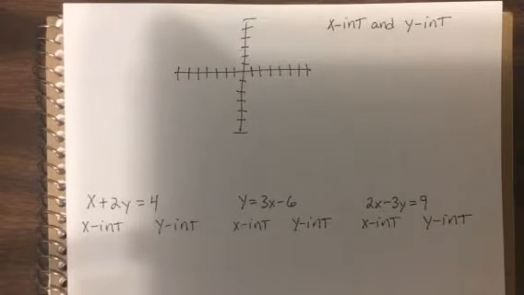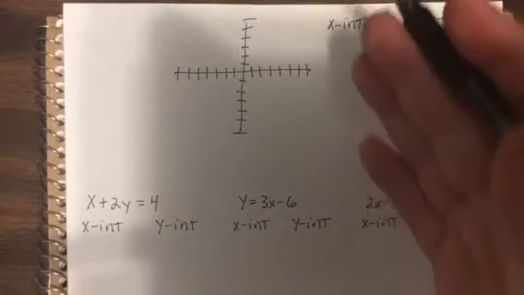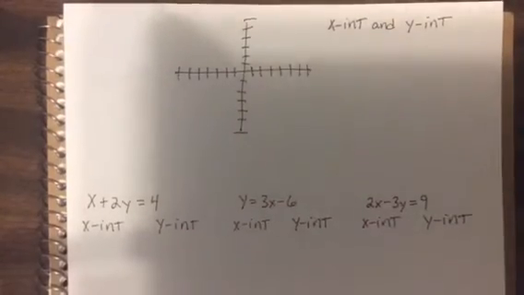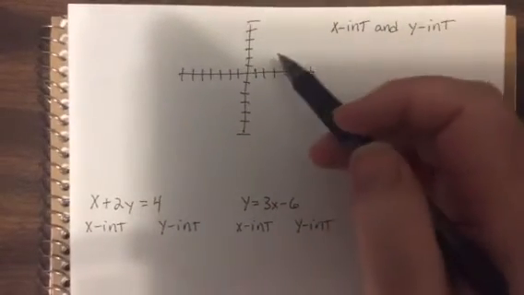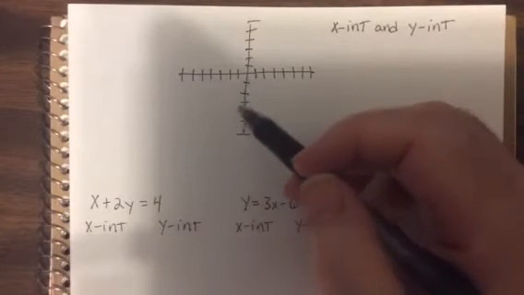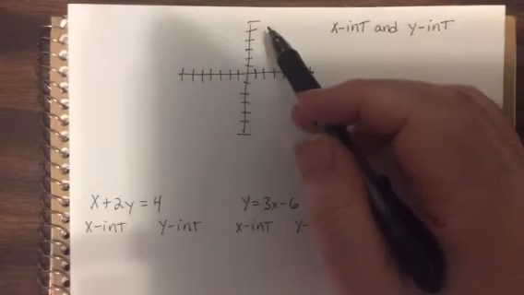Okay, this is part 2 of today's lesson. There's many ways to graph a line. This is used a lot in upper level math, and it's finding the x-intercept and the y-intercept. Intercept means where does it cross? Intersection, crossing. So x-intercept means where does it cross the x-axis? Y-intercept means where does it cross the y-axis?